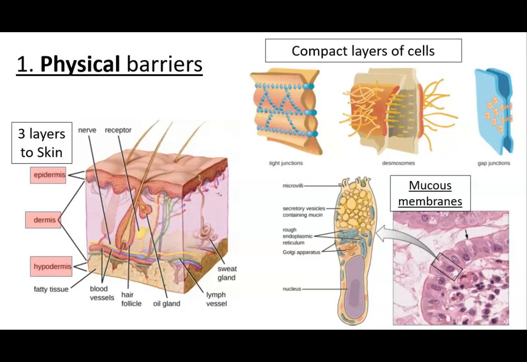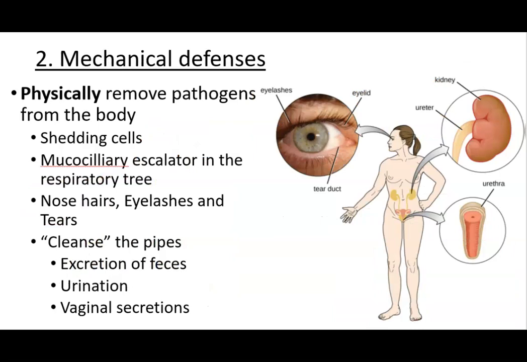So a lot of different little things are going on when we look at these physical barriers that are out there. We can look at some of the mechanical defenses that are built into you. And these are things that are going to physically remove pathogens from your body. And so again, some of the stuff I talked about, you're shedding those epithelial cells. We've got that mucus layer in your respiratory tree that you're constantly pushing those things up. Your hair that is out there, and tears that are washing off your eyes right there.